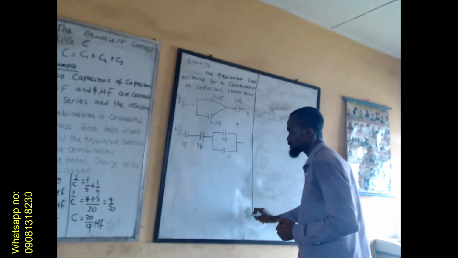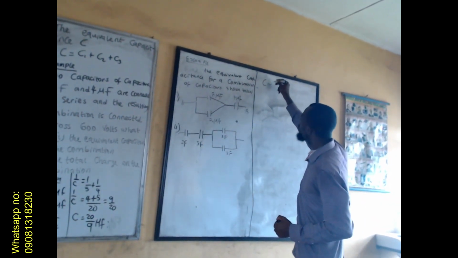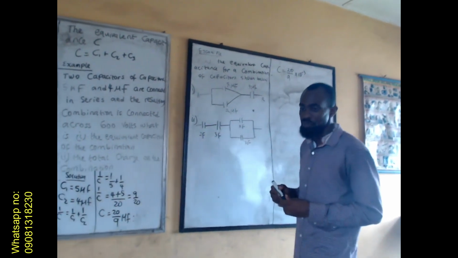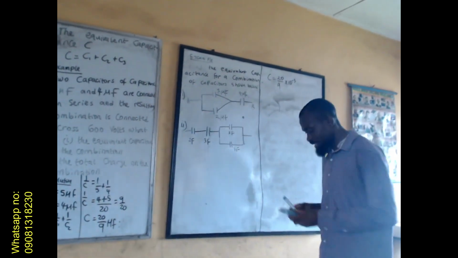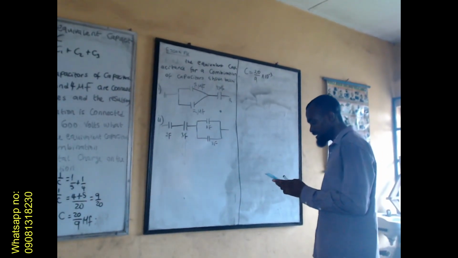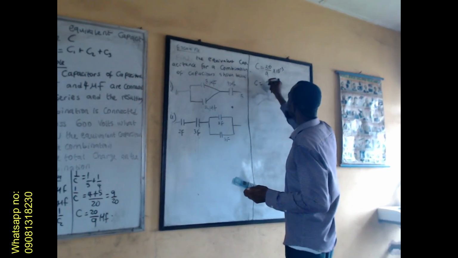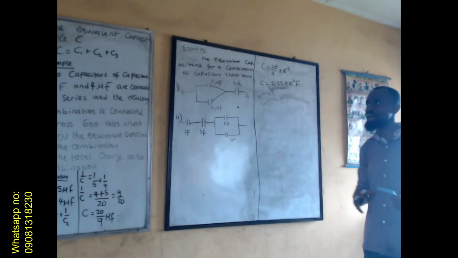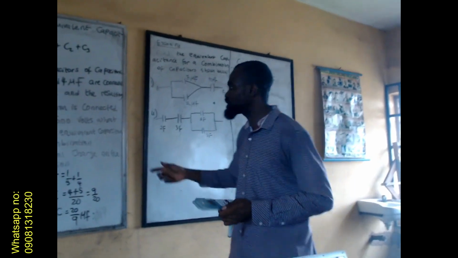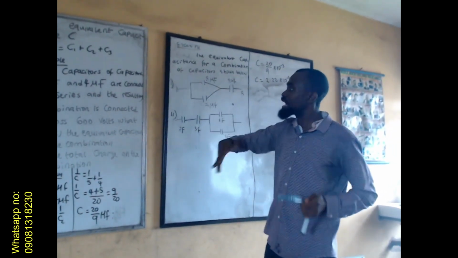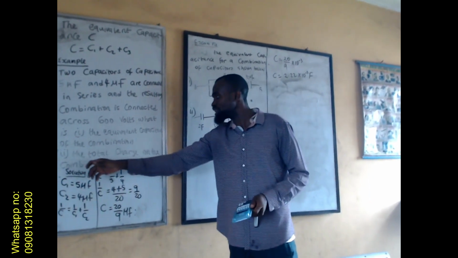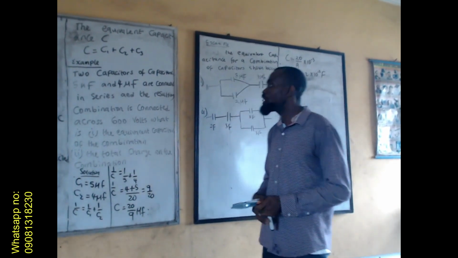Now let's do this part of the question. So C equals 20 over 9 times 10 raised to the power minus 6. In decimal, 20 divided by 9 is 2.22, times 10 raised to the power minus 6 farads. So we now have the answer in the SI unit. What we just calculated is the equivalent capacitance of these two capacitors arranged in series.